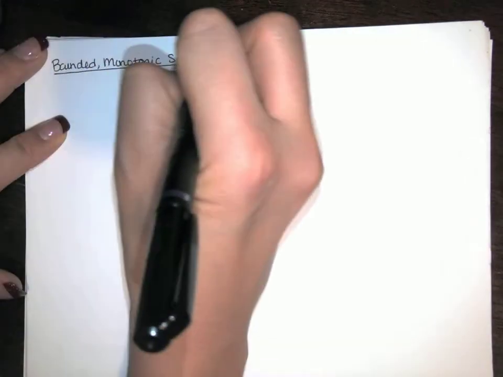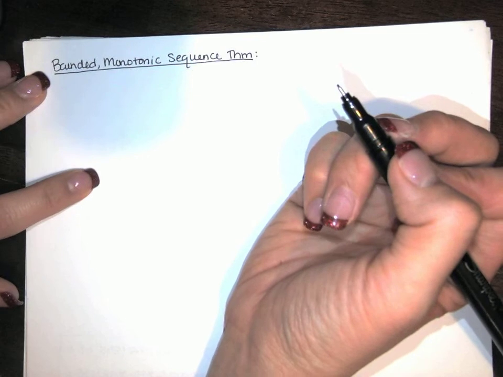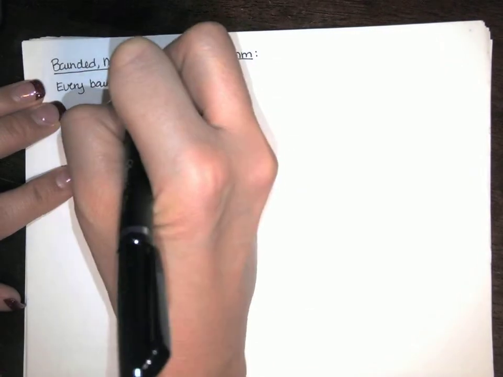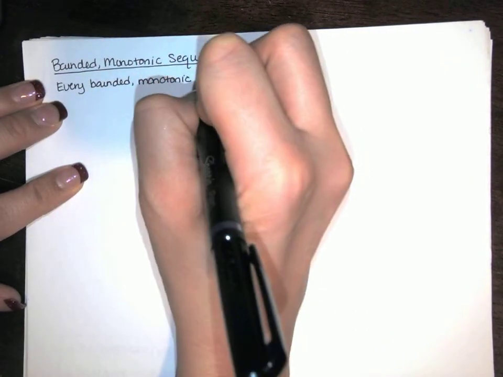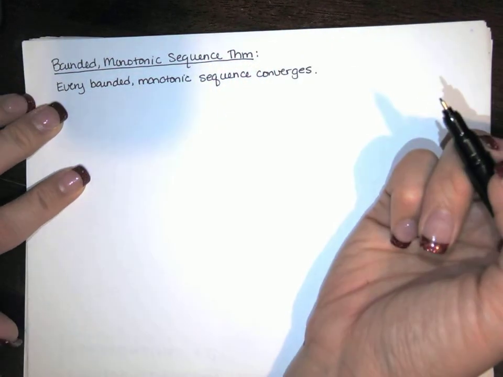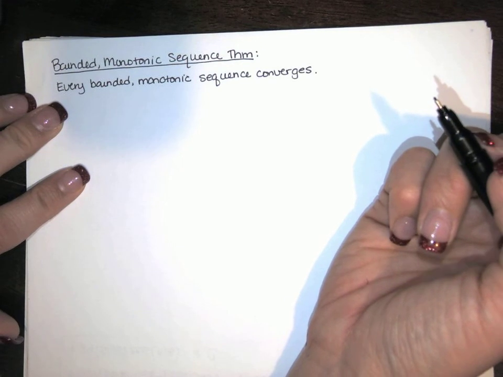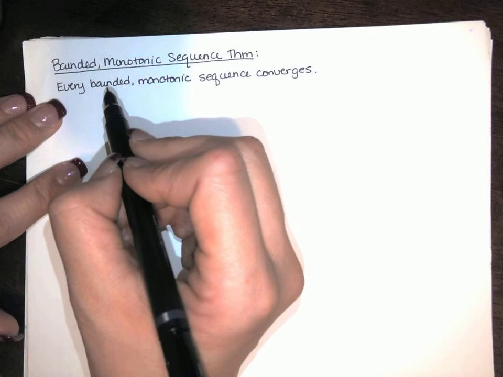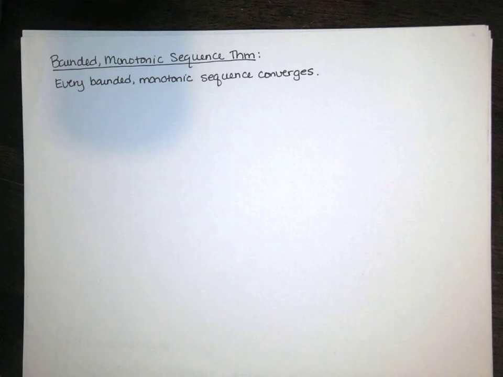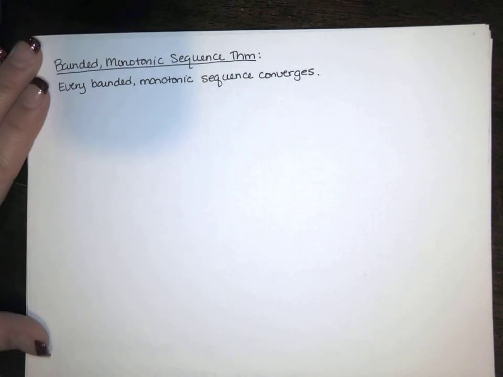Here's the theorem. It says, and I'm using THM as an abbreviation for theorem, every bounded monotonic sequence converges. And that's it. What's nice about this is if you can prove that a sequence is bounded and monotonic, you know it converges. Now, that does not tell you what it converges to. We have no idea what the limit might be. We'd have to find that out through other means. But this theorem tells me we're guaranteed it converges to something.